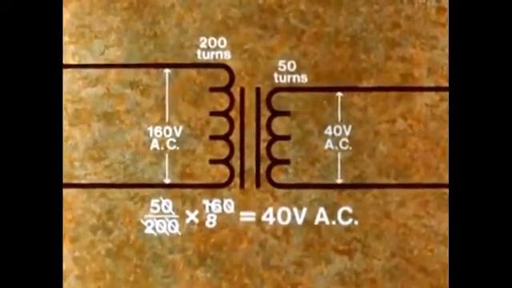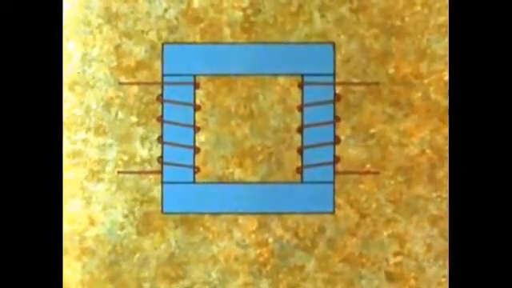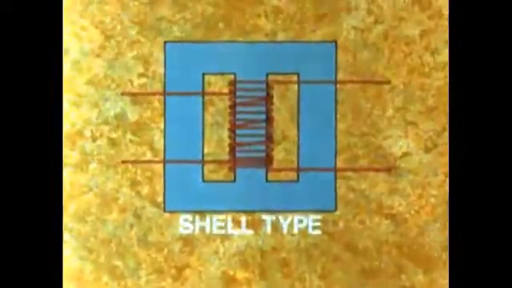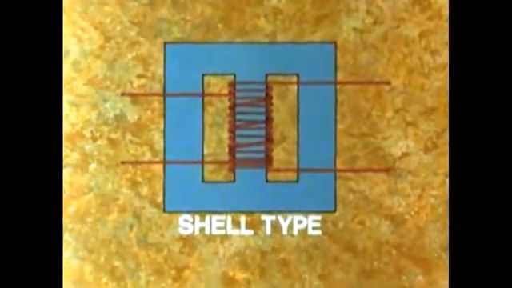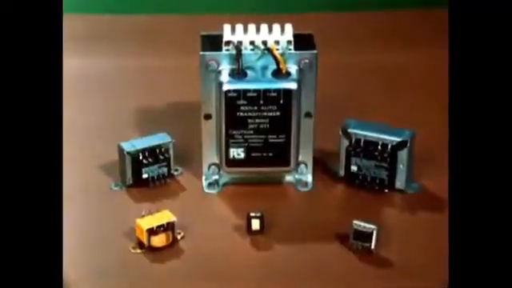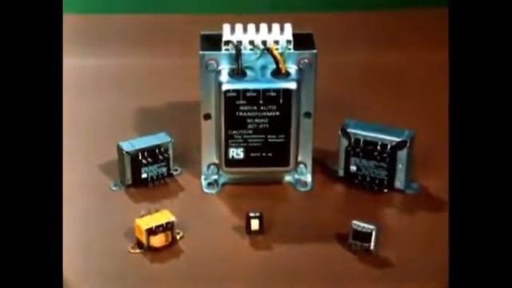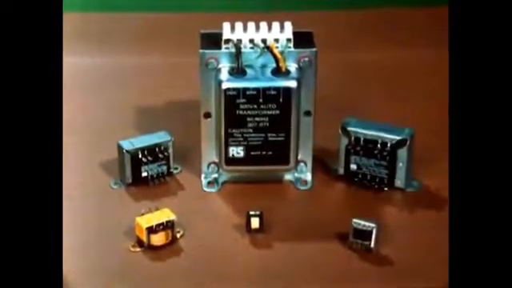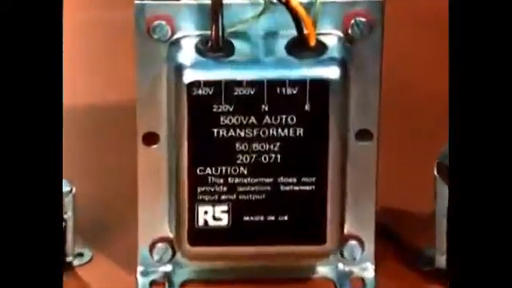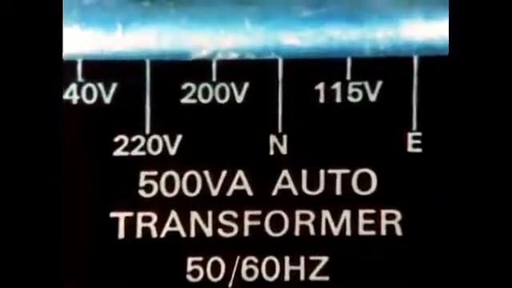Transformers are constructed in 2 basic forms. This sort, where the coils are separately mounted on a square yoke, is called a core type. The other type is the shell type, where the secondary coil is wound on top of the primary. Transformers, in fact, come in all shapes and sizes, but they all have one purpose: to step up or step down AC voltage. They don't produce electric power. They merely use the property of inductance to change the voltage.